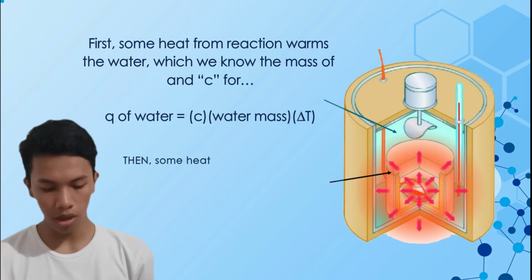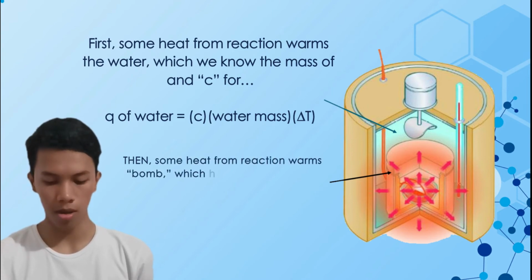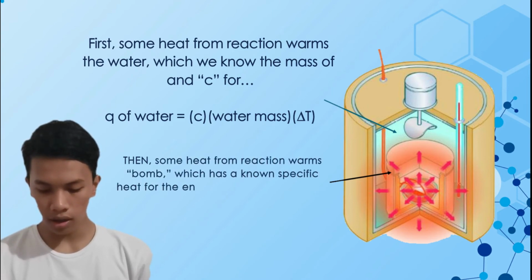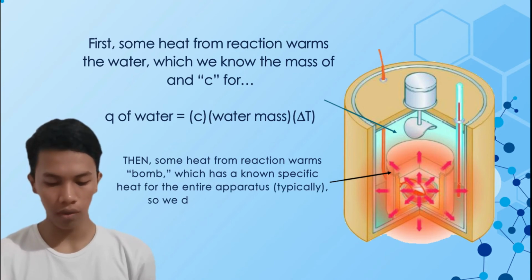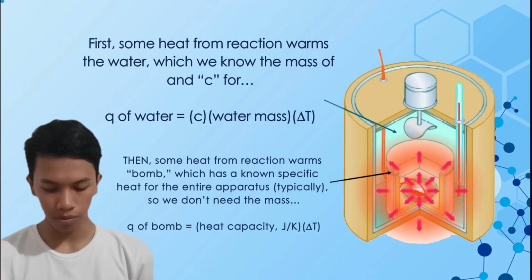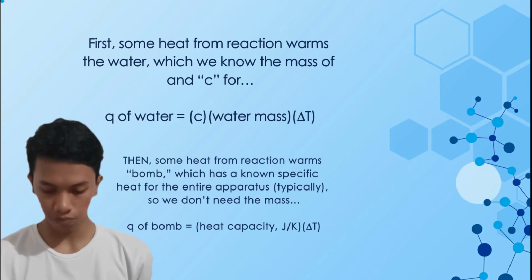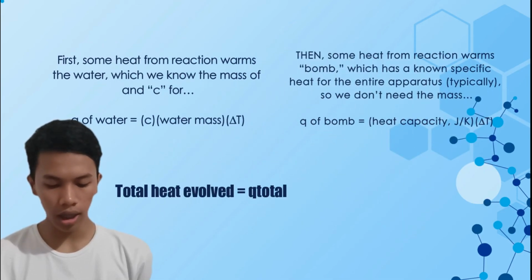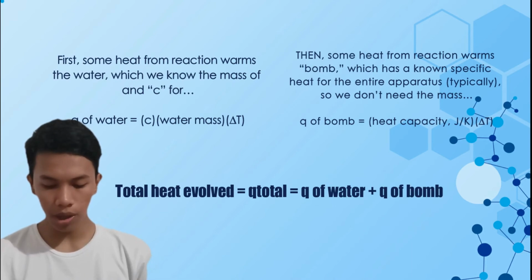Then, some heat from the reaction warms the bomb, which has a known specific heat for the entire apparatus, so we don't need the mass. To get the heat of the bomb, we simply multiply the heat capacity in joules per Kelvin by the delta T. To get the total heat involved, we simply add the heat of the water and the heat of the bomb.